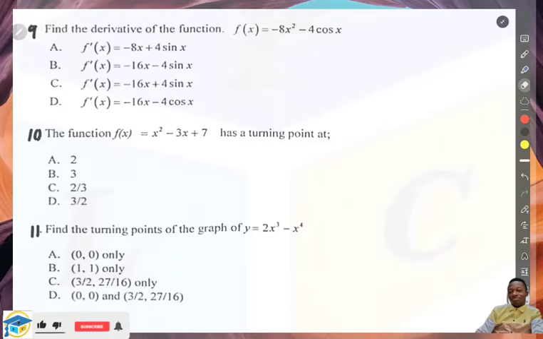Question number 9. Find the derivative of the function f of x is equal to negative 8x squared minus 4 cos x. So here we have f of x equal to negative 8x squared minus 4 cos x.